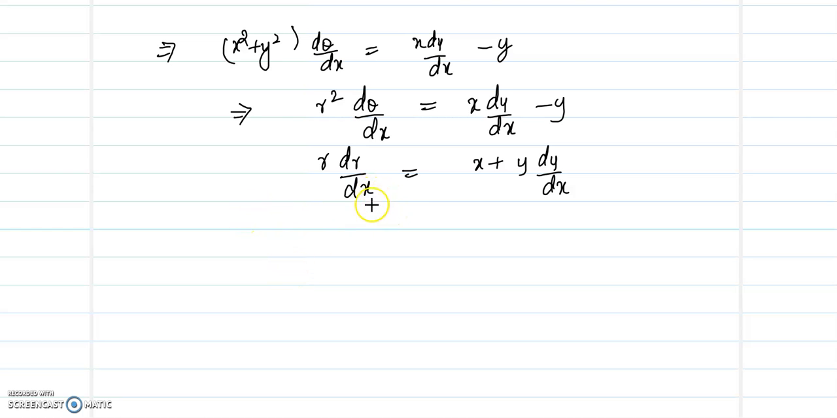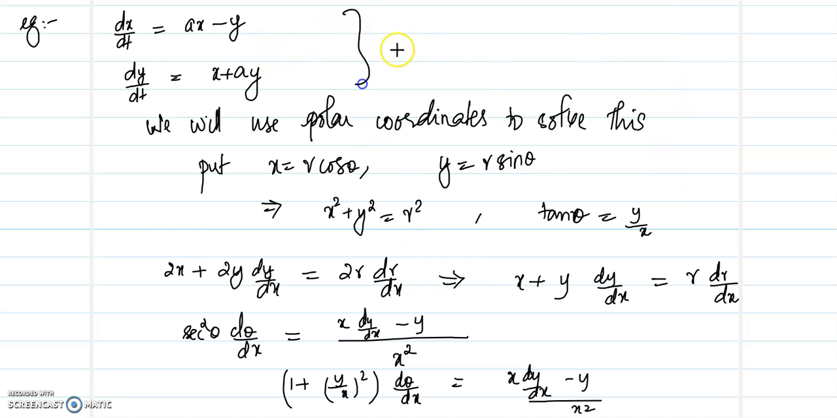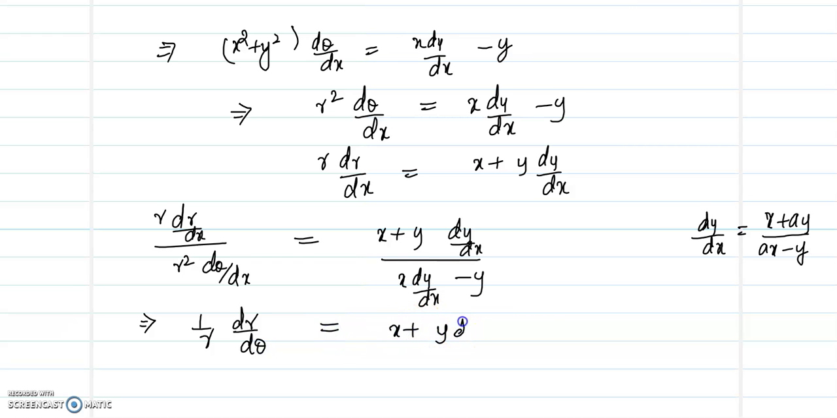Now let me divide both equations. Take r dr by dx by r square d theta by dx, that is equal to x plus y dy by dx by x dy by dx minus y. From the first system, this will give you dy by dx equal to x plus ay by ax minus y. So dy by dx will be equal to x plus ay by ax minus y. Here we are going to get 1 by r dr by d theta equal to x plus y dy by dx by x dy by dx minus y.